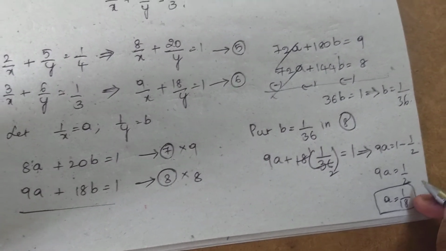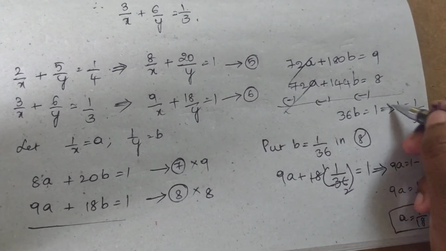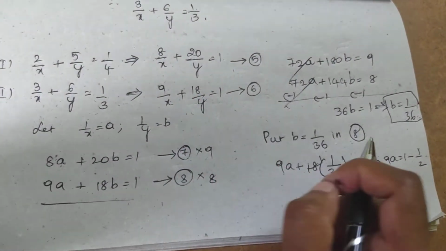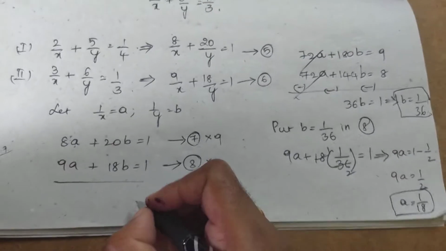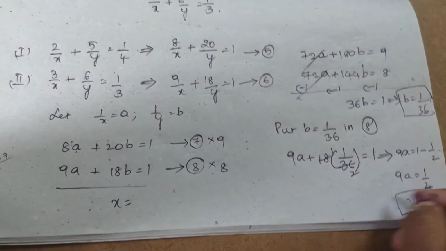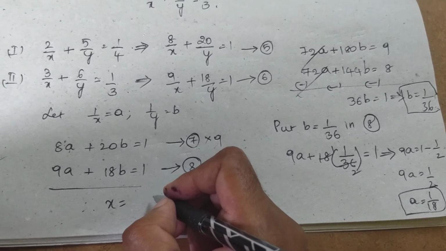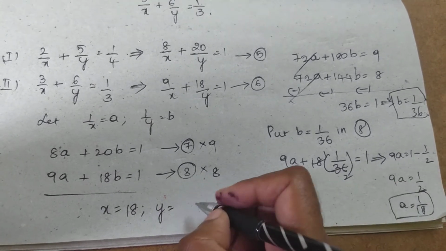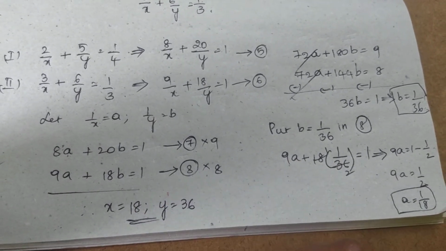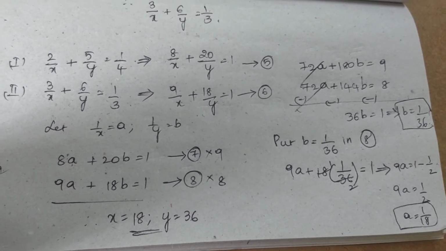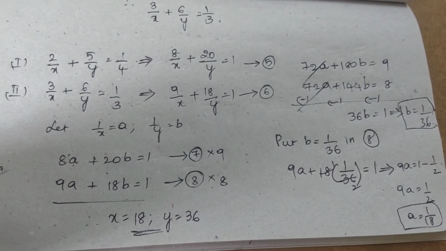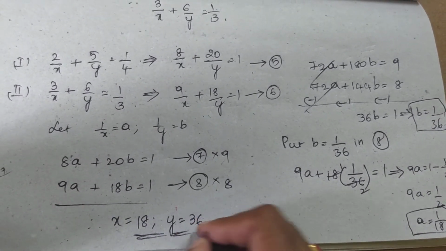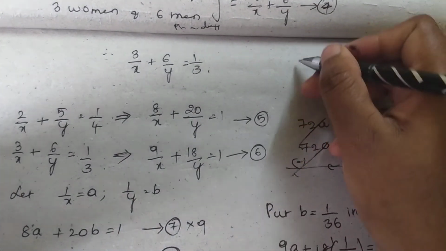So the a value we got is 1 by 18 and the b value we got is 1 by 36. What did we assume? We assumed 1 by x as a and 1 by y as b, right? Therefore x equals 18 and y equals 36. We assumed x as the number of days taken by one woman, which is 18 days. The number of days taken by one man alone is 36 days. Here I am writing the conclusion.